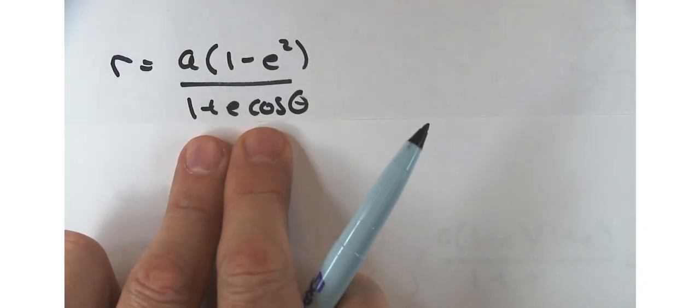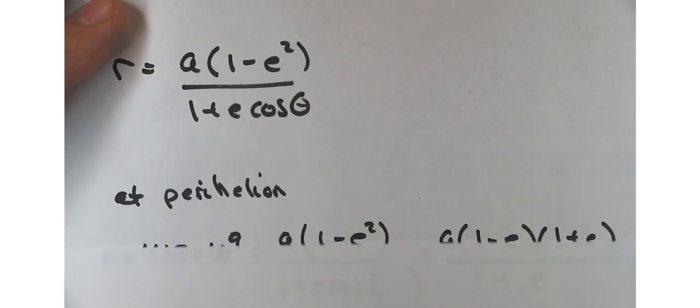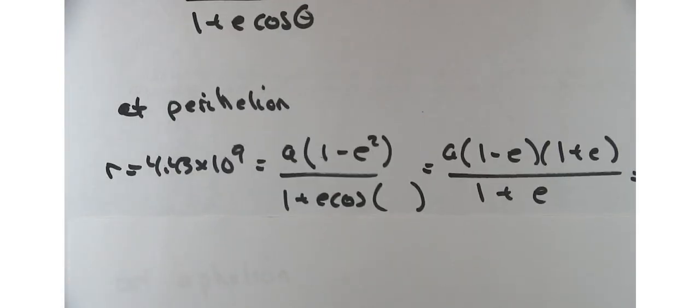How about the other extreme? What's going to make this the biggest? At what point do I have cosine of theta equal to 1? 0 or 2 pi. 0 is the answer I was looking for, but 2 pi is acceptable. Now, let's put in those numbers here.